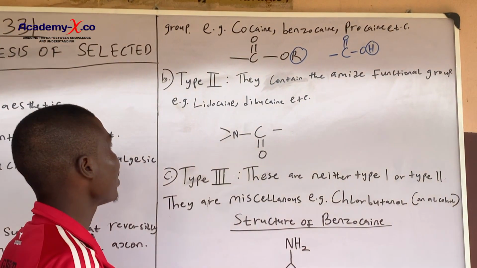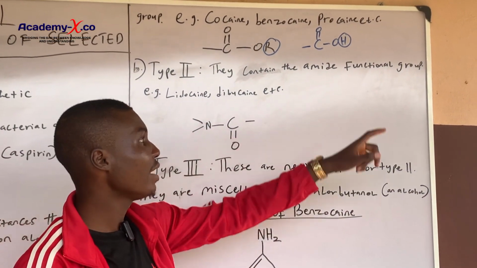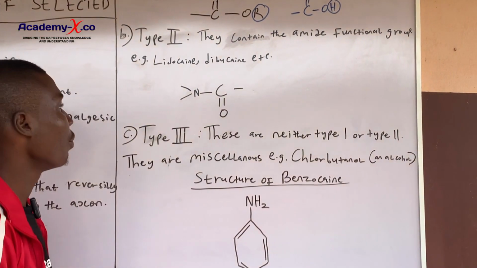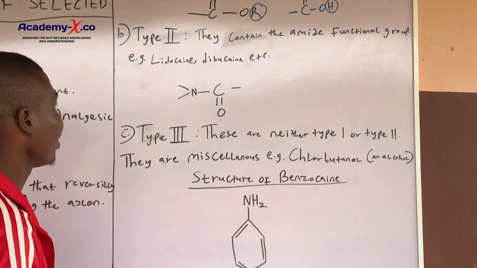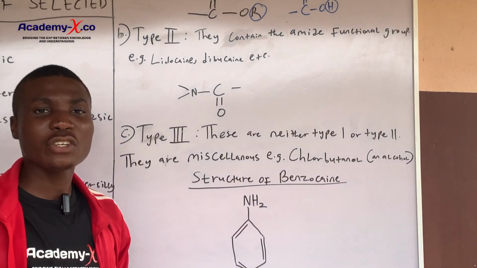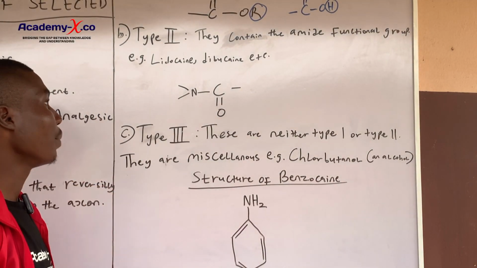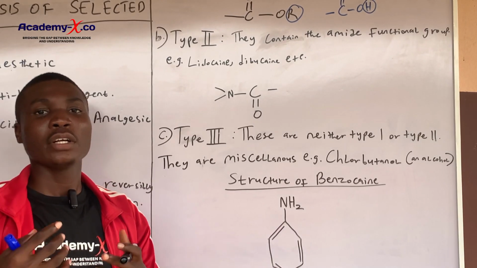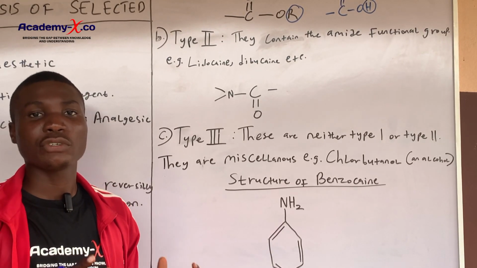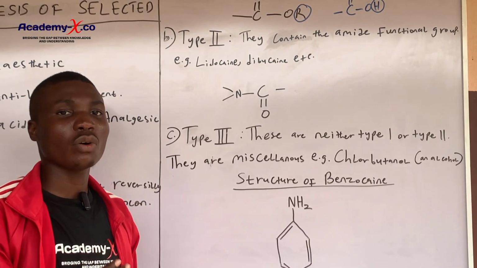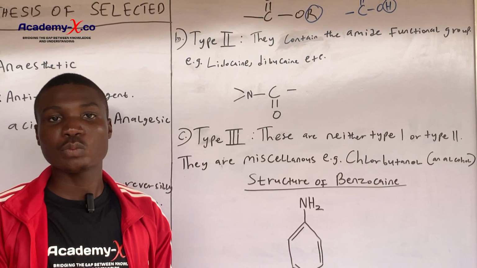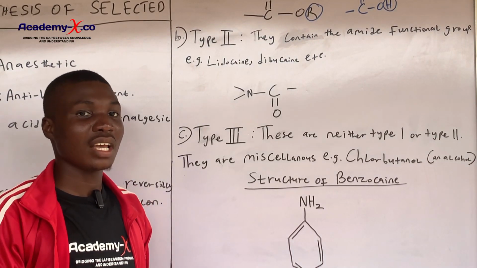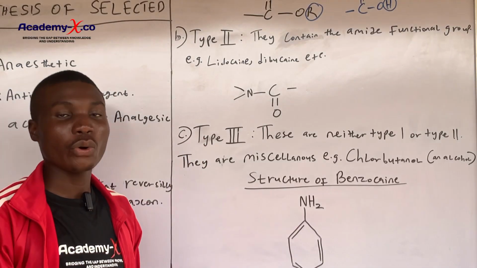Then for type 2, they contain the amide functional group. The amide functional group is formed when you attach an amine group to a carbonyl group. These are basic things that you should already have known prior to this time. Just in case you don't have much idea about functional groups, I would recommend that you look up tables that show the different functional groups in pharmaceutical chemistry, so you can memorize them, and you can come back to this lecture and go through it.